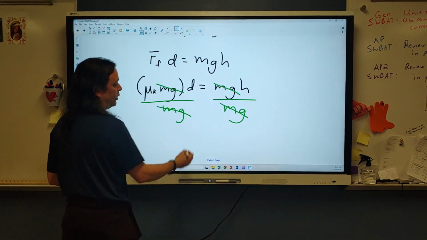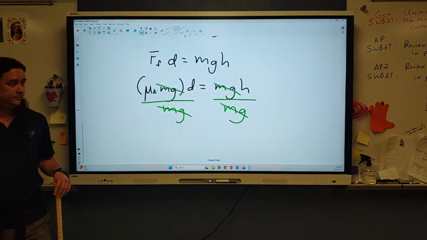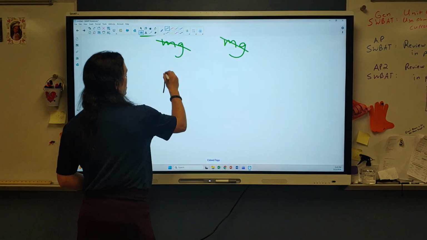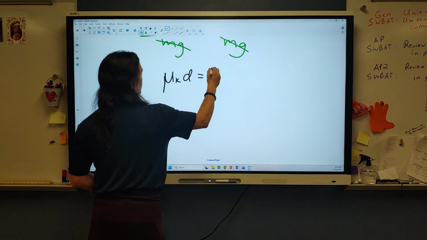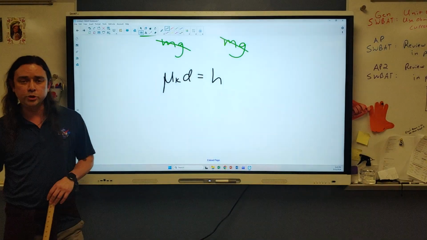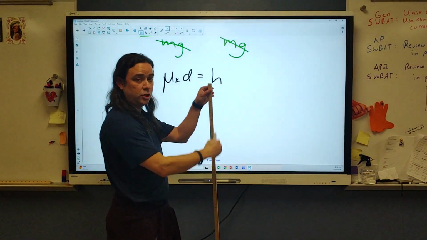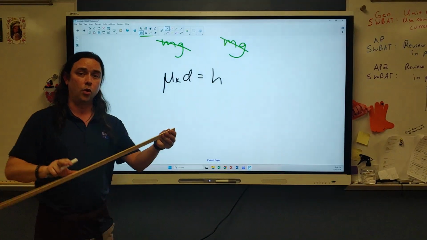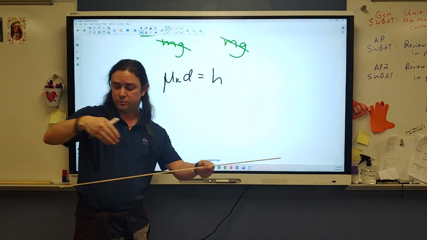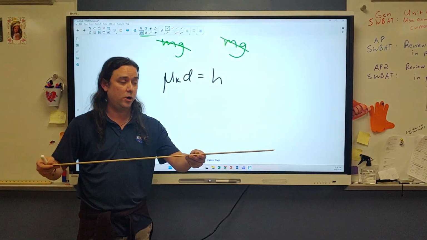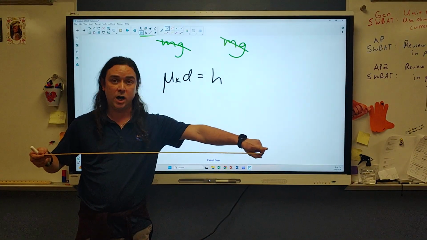It doesn't actually matter if you do this on a different planet. And we end up with the following. Here's your actual equation: mu sub k d equals h. The two things that you measure in order to try and get this set up are your vertical starting height and your horizontal stopping distance, measured from the base of the ramp, the end of the frictionless part of the ramp, to where the block stops moving.